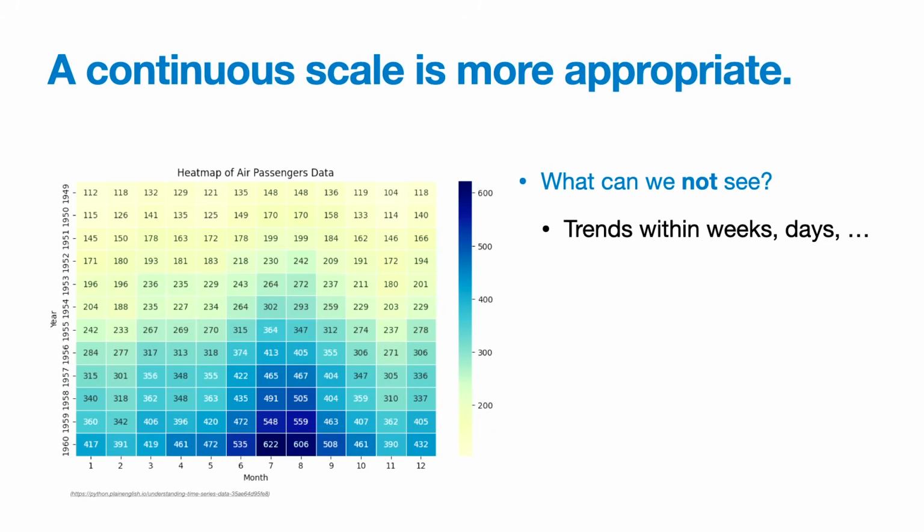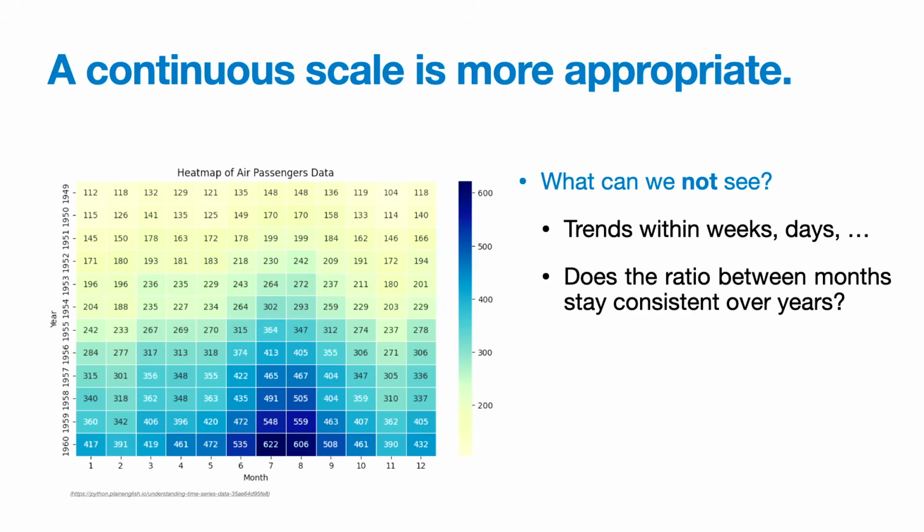Things we cannot see, of course, are trends within weeks, within days, stuff like that. Does the ratio between months actually stay consistent, or do these months, July and August, maybe become more and more important compared to the other ones? We could look into that.